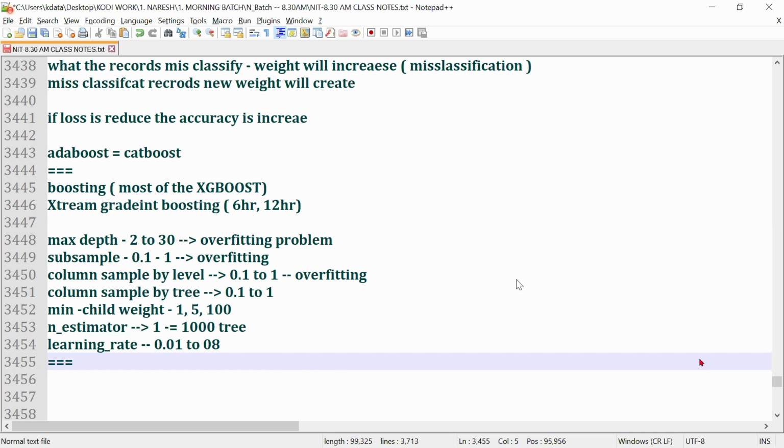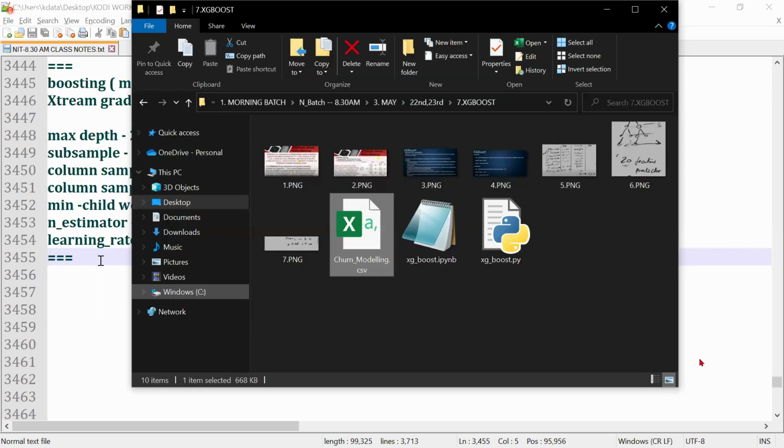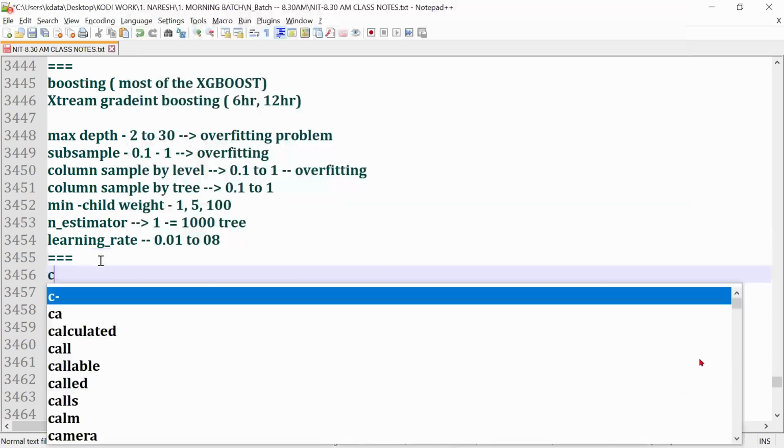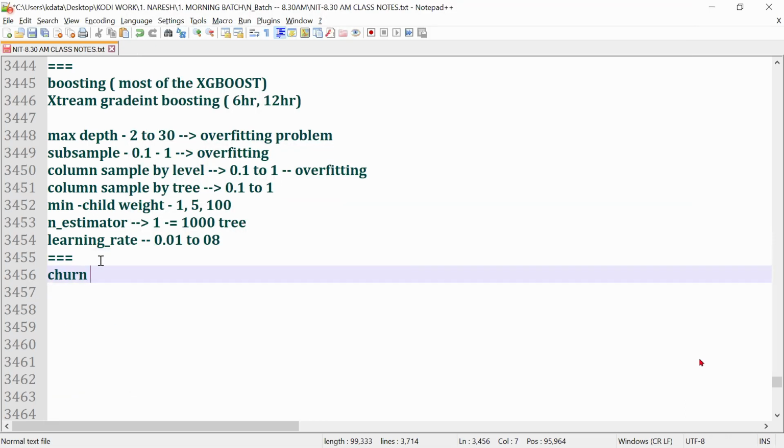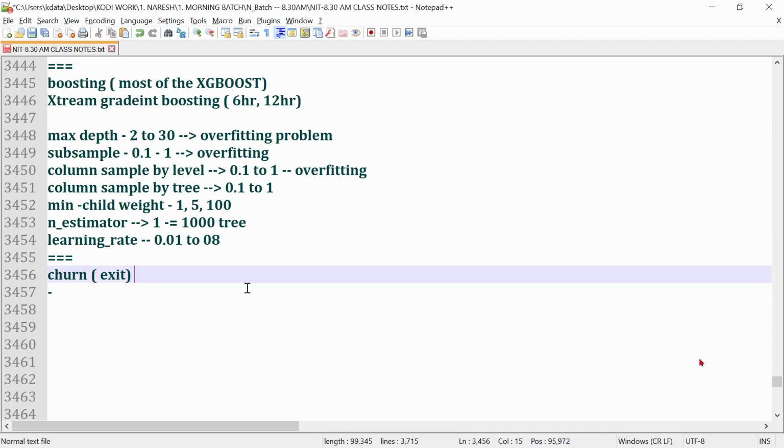And today I will give you one project. The name of the project is churn modeling. So what is meant by churn rate? What is meant by churn? Churn means exit. So this is a live project, or I call it a capstone project, guys.